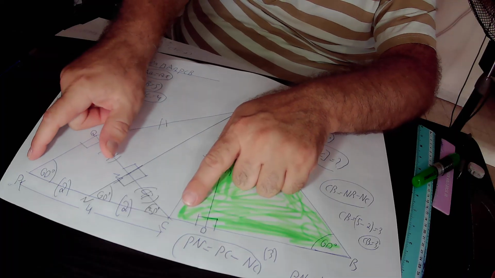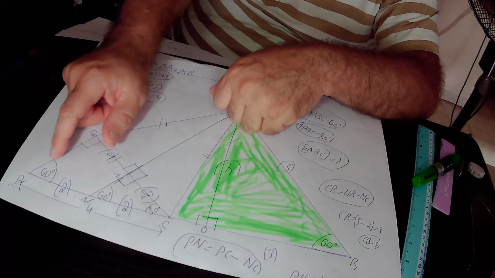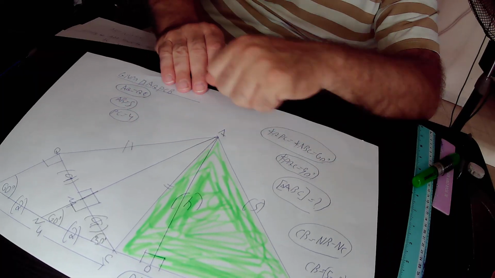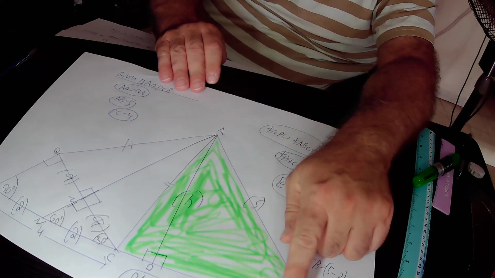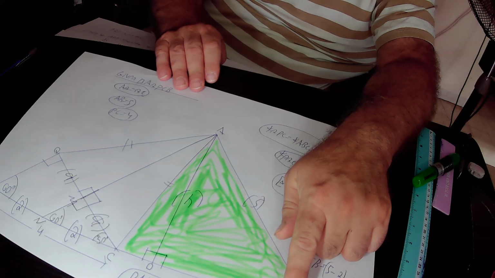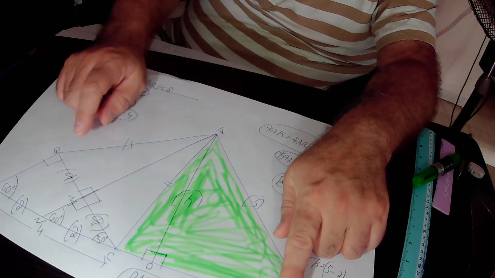What is the length of PN? PN equals PC minus NC. Again, PN equals PC minus NC. So PN equals PC, that is 4, minus NC, that is 2. So in total PN equals 4 minus 2, that is 2.